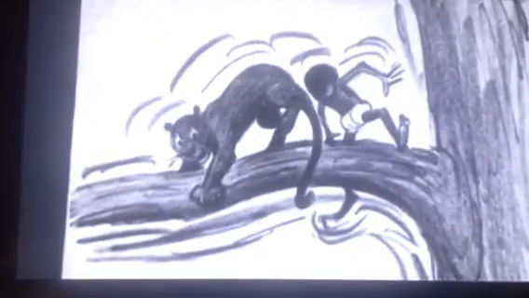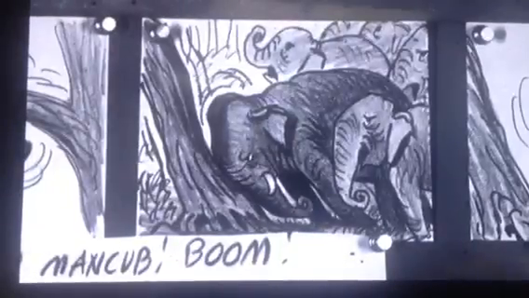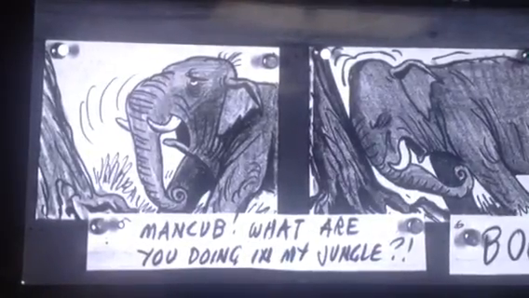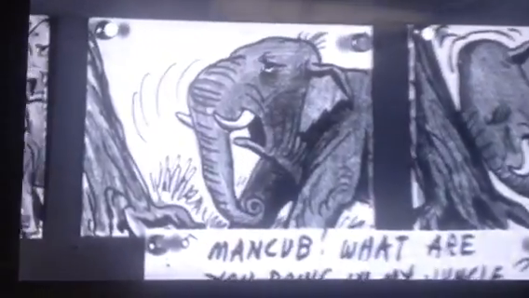An early morning mist hangs over the jungle, and Mowgli and Bagheera are still asleep. Suddenly, there's a violent shaking of the tree. Down below, an elephant herd is crowded about the tree, and a great bull bellows, "Man cub, what are you doing in my jungle?"